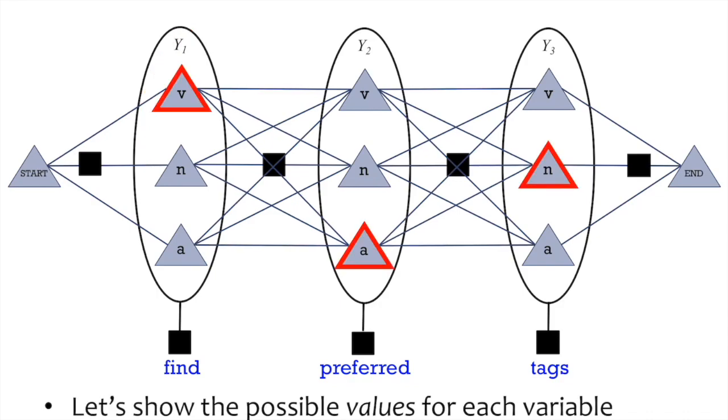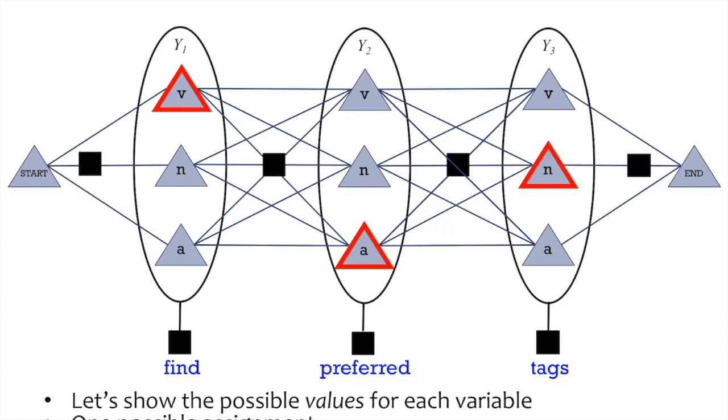So how did it work? Let's say that for a specific configuration, find is a verb, prefer is an adjective, and tag is a noun. We start from a start state and pass the message between them. Every time we pass through a factor, that factor applies belief and sends the message to the next state. Of course, we are not going to do it this way, enumerating over all of these possible states, because it's computationally insane. But I'm just showing you that if I did, you can view the probability of this configuration as the probability of a path. So the probability of find being verb, prefer being adjective, and tag being a noun is the probability of this specific path.